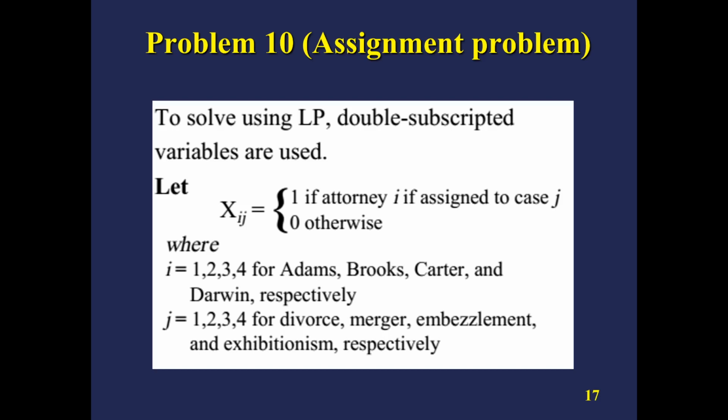To solve using LP, double subscripted variables are used. Xij is 1 if attorney i is assigned to case j, or 0 otherwise, where i is 1, 2, 3, 4 for the attorneys Adams, Brooks, Carter, and Darwin, and j is equal to 1, 2, 3, 4 for divorce, merger, embezzlement, and exhibitionism, respectively.